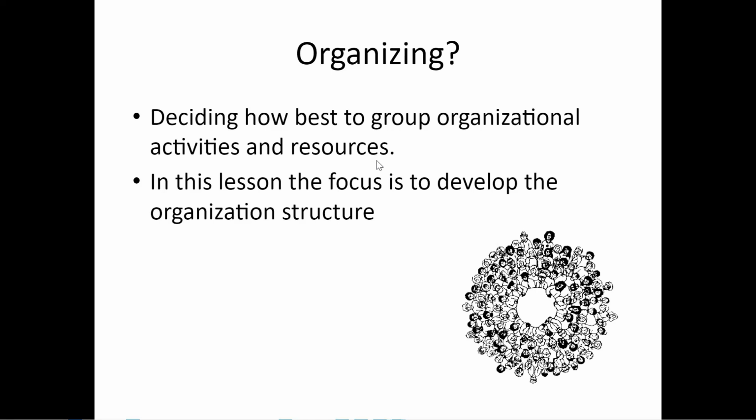Therefore, the overall activity has been divided into groups, and those groups have been provided limited resources in order to get the entire thing done, right? So simply, it means deciding how best to group organizational activities and resources. You plan the resources, and then you need to get it done. In order to get the planned things done, you need to organize. Simply, organizing means that you divide the activities among various people, various divisions, and allocate resources for them.